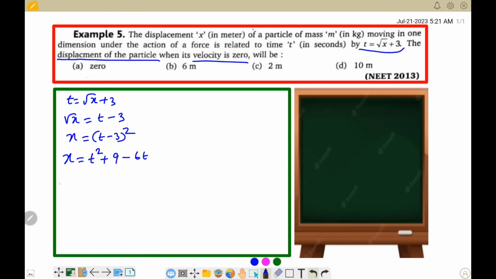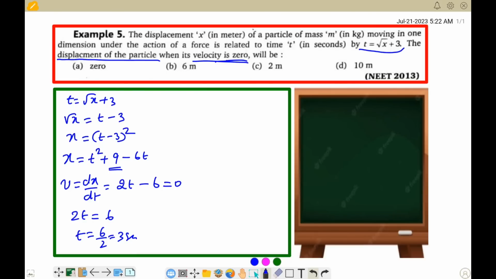Let us go ahead step by step. v is equal to dx by dt. If you differentiate, you will get 2t minus 6, because the differentiation of 9 is 0 as it is a constant. And it is said that velocity is going to be 0. At that time, you have to find the displacement. For that, consider this term as 0. Velocity is 0, therefore 2t is equal to 6. So t is equal to 6 by 2, which is 3 seconds. So when velocity is 0, it takes a time of 3 seconds.